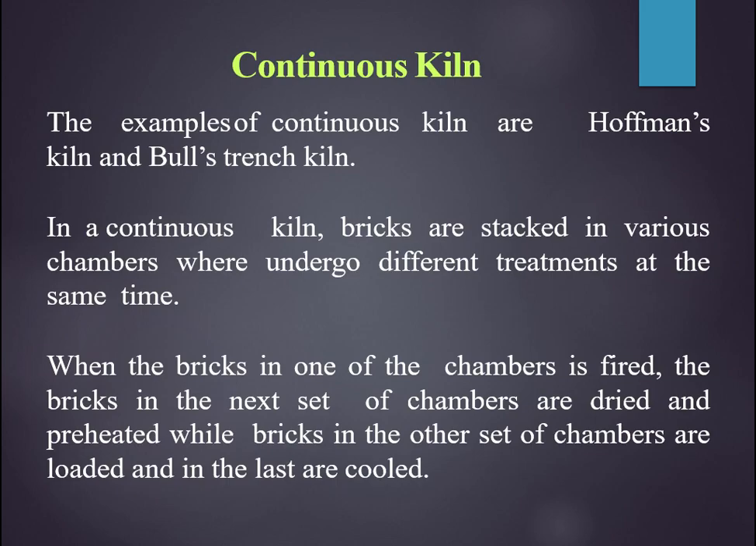Next comes the continuous kiln. As told you, what is a continuous kiln? All the operations I just told you will be continuous. As told you just now, examples are Hoffman's kiln and Bull Trench kiln. What these continuous kilns look like means the cross section may be different. Like one will be oval in shape, one will be rectangular in shape. We are not concerned with the shape actually. What operations can be done in the kiln means, the loading of the raw bricks will be done continuously.